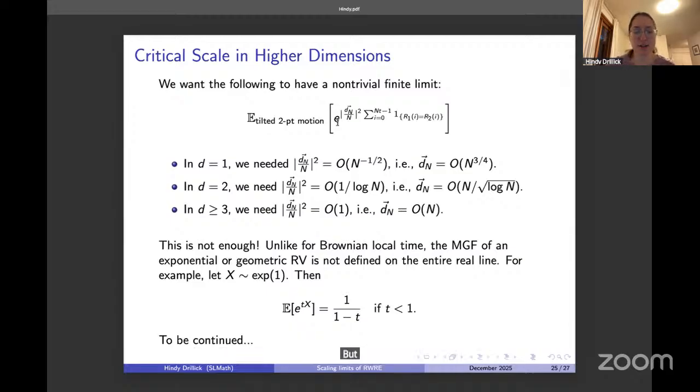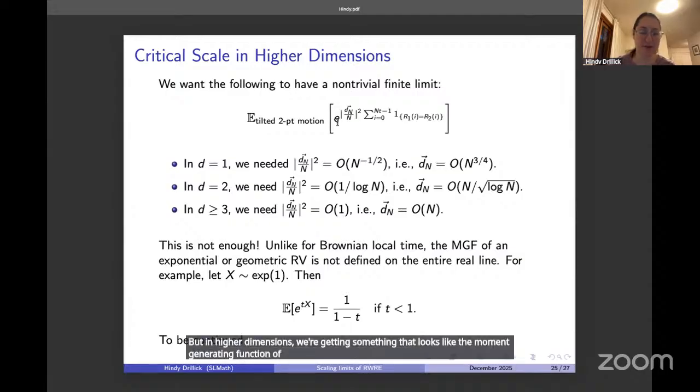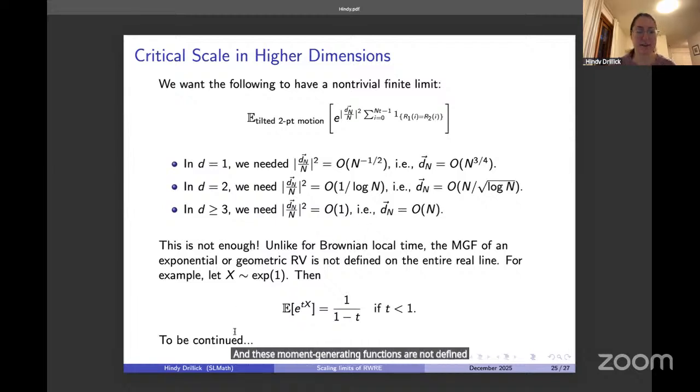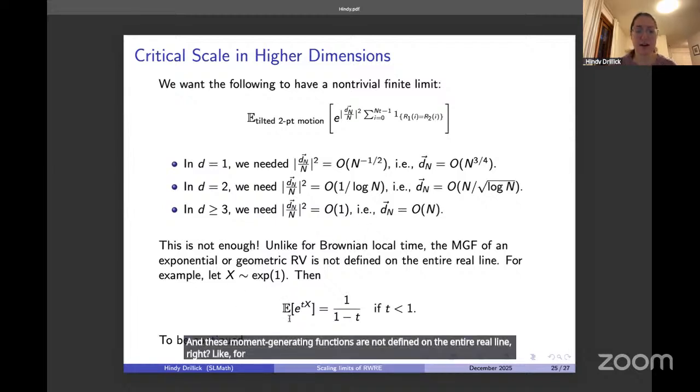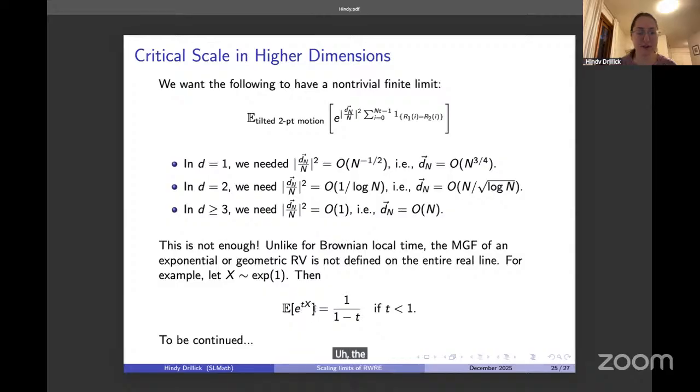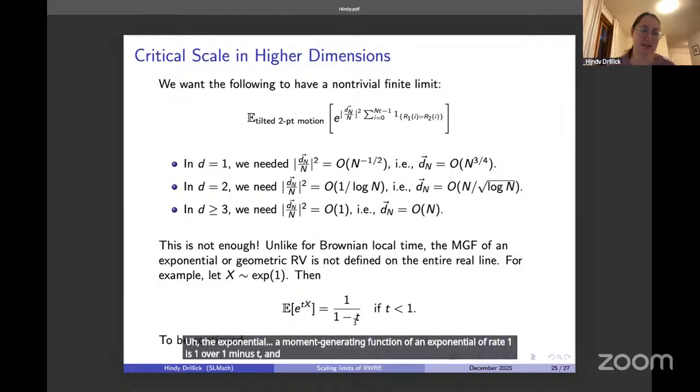But in higher dimensions, we're getting something that looks like the moment generating function of an exponential or geometric random variable. And these moment generating functions are not defined on the entire real line, right? For example, the moment generating function of an exponential of rate 1 is 1 over 1 minus t, and it blows up when t is equal to 1.